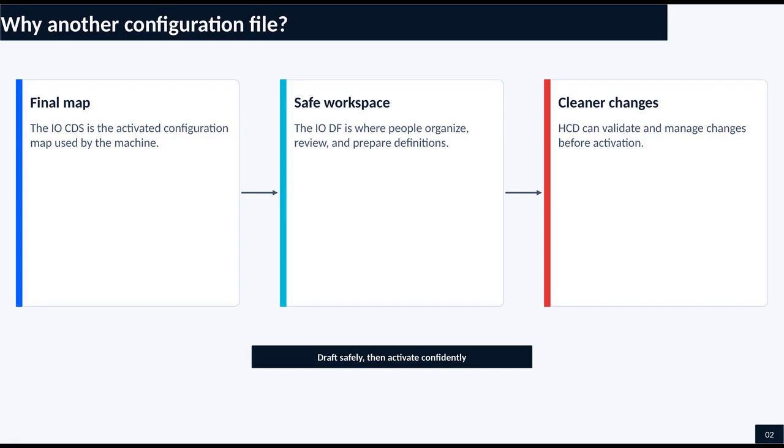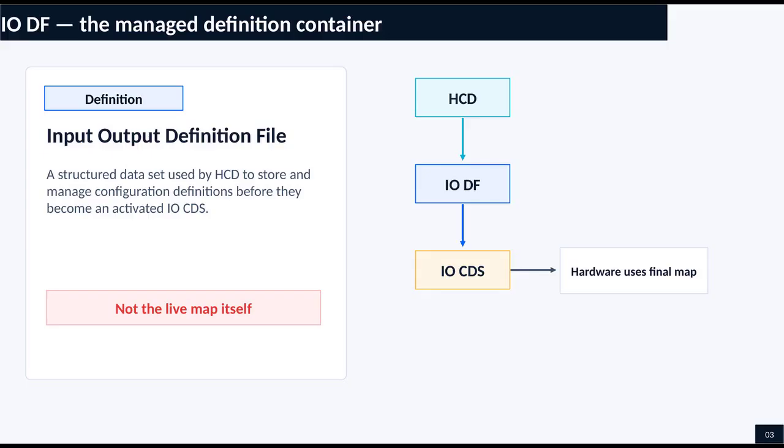The IODF stands for Input-Output Definition File. It is a structured dataset used by IOCDS. Instead of thinking of it as the final active map, think of it as a managed folder that can hold configuration definitions for one or more Z systems. This is useful because enterprise environments rarely behave like one small isolated machine. They often have multiple systems, shared relationships, coupling links, channel definitions, and device definitions that must stay consistent. The IODF gives the team one organized place to manage all of those definitions before creating the IOCDS.